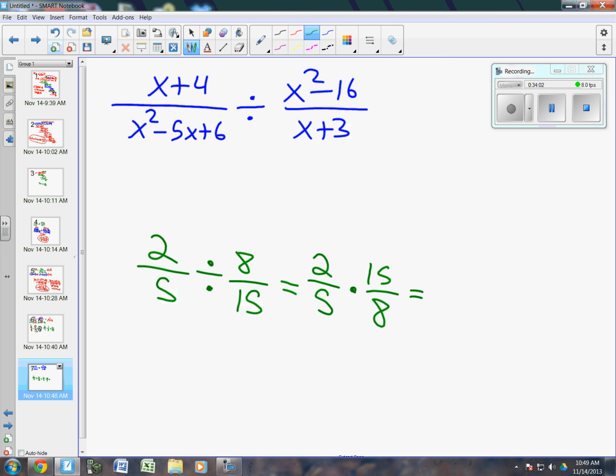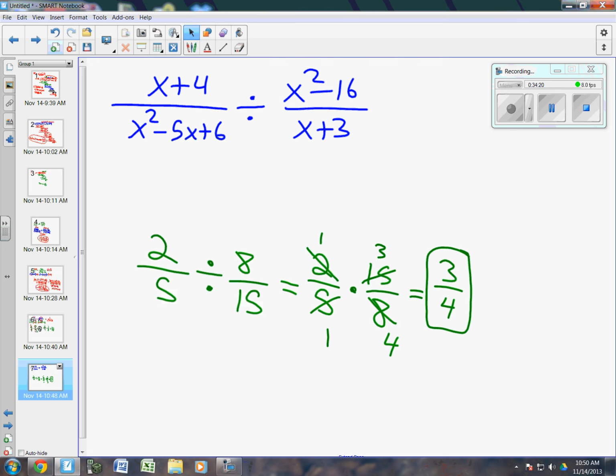Now look, I can see that 2 will go into 2 once and it will go into 8 4 times. And I can see that 5 will go into 5 once and it will go into 15 3 times. And so 1 times 3 is 3. And 1 times 4 is 4. And my answer is 3/4. Now, I would suggest we do the same thing up here. Isn't this the same problem we just did? So it'll be a little bit different at the end. Go ahead and do this one.